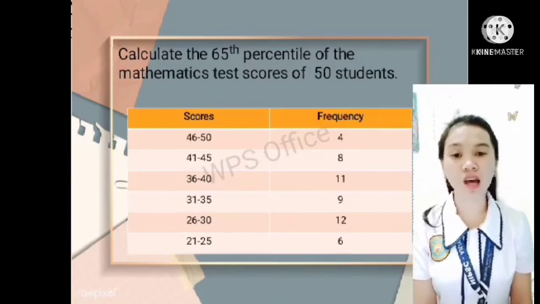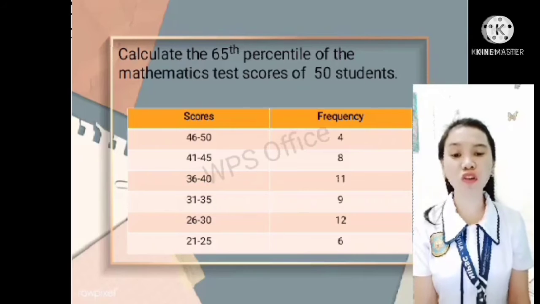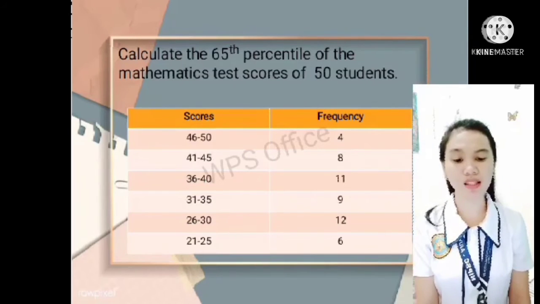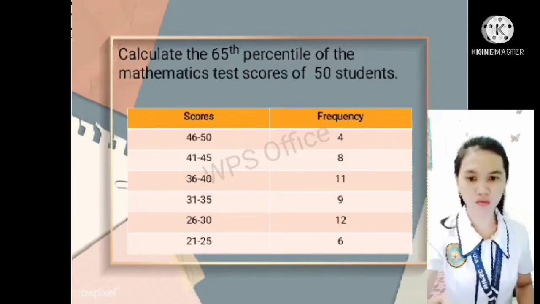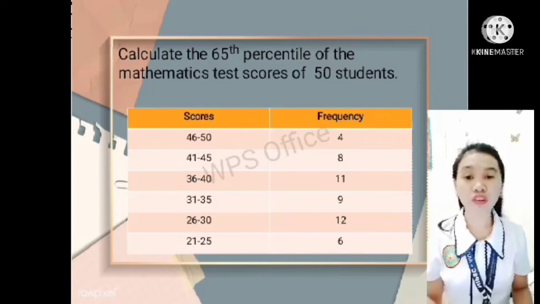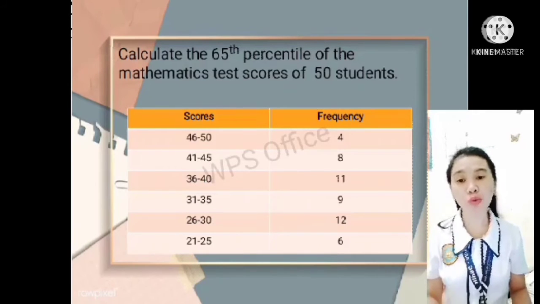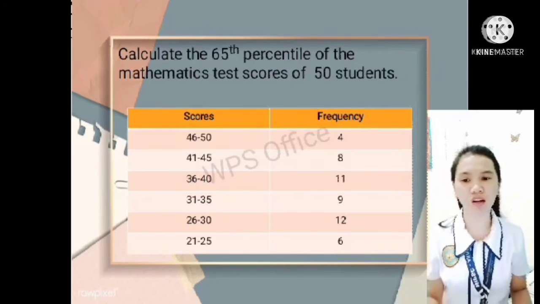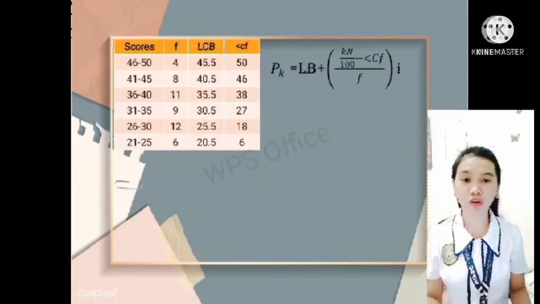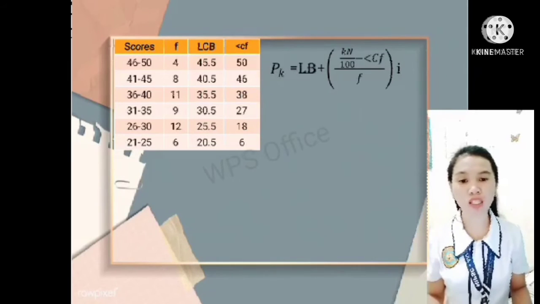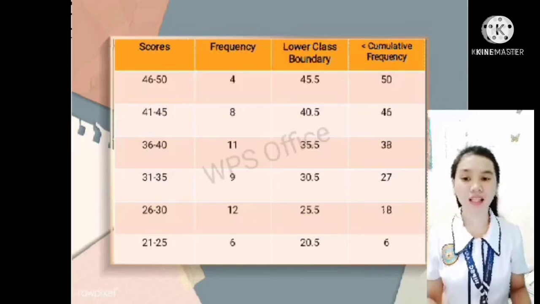So, here is the example. Calculate the 65th percentile of the mathematics test scores of 50 students. So first, we need to solve the 65th percentile. We have here the data and the formula to solve. First to discuss is the data. We have the classes 21 to 25, 26 to 30, 31 to 35, 36 to 40, 41 to 45, and 46 to 50.